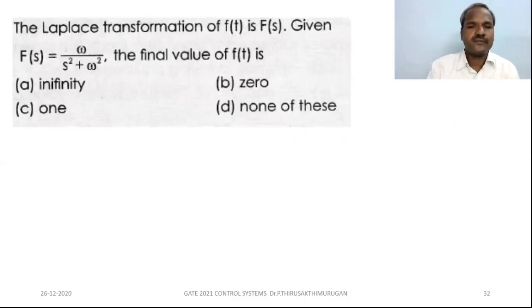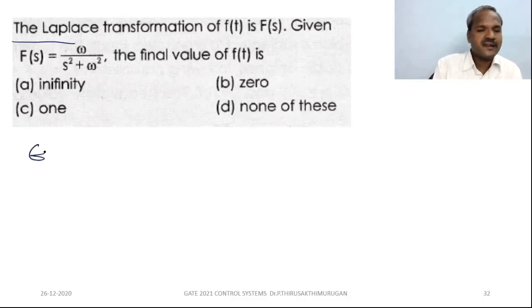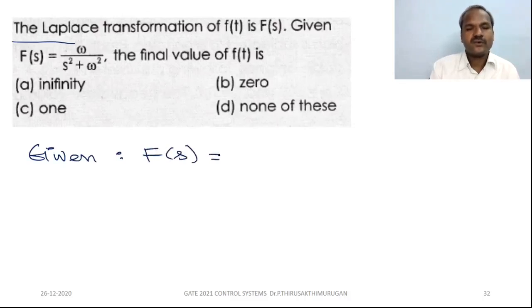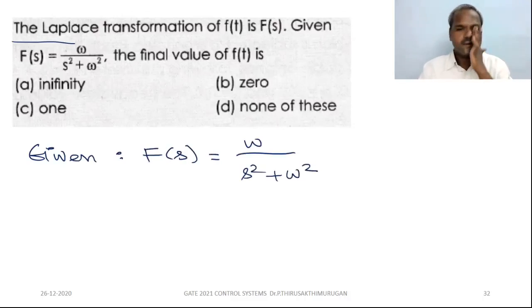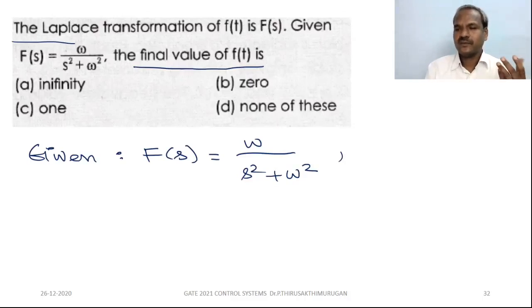Then, the Laplace transform of f of t is f of s. Given f of s equals omega by s square plus omega square, what will be the final value of f of t? We have to find the steady state value. Final value or steady state value is one and the same. So what is the final value?